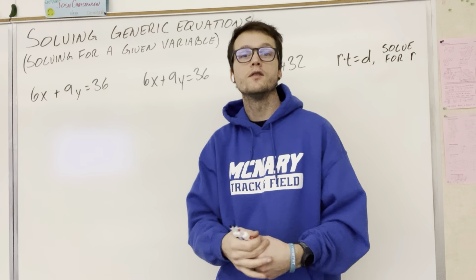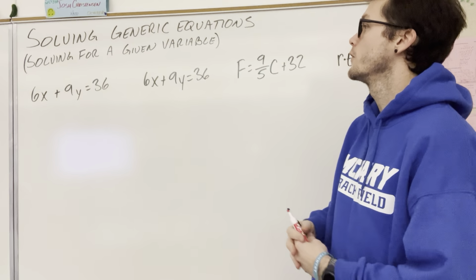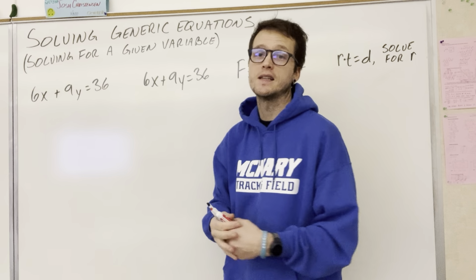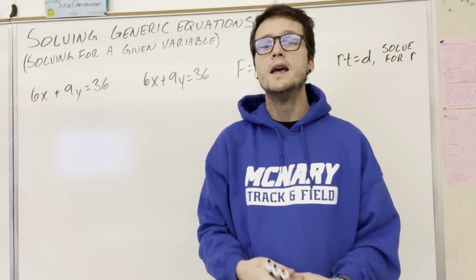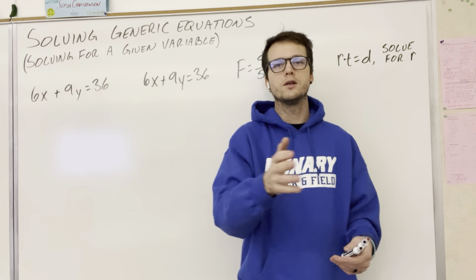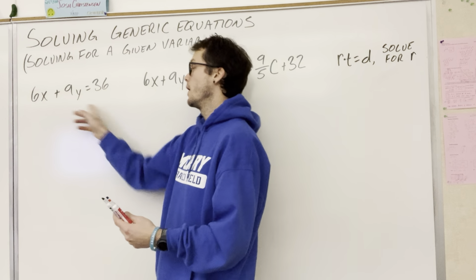What's up, team? Today we're solving generic equations, or solving for a given variable. Say we're given this equation 6x plus 9y equals 36. That's currently in standard form as we've learned it. Say we want to convert that to slope-intercept form. Slope-intercept form is in the form of y equals mx plus b. And right now this is not the case.